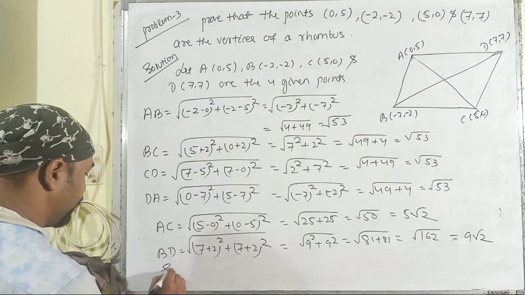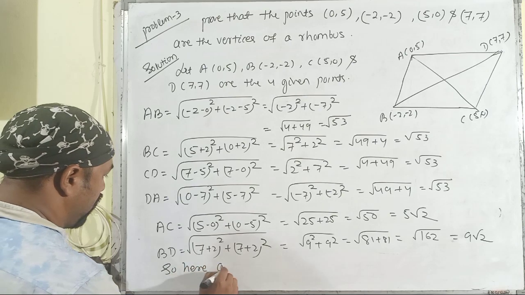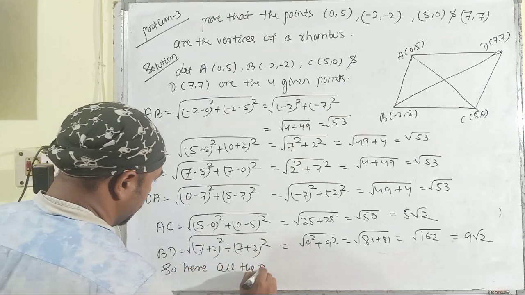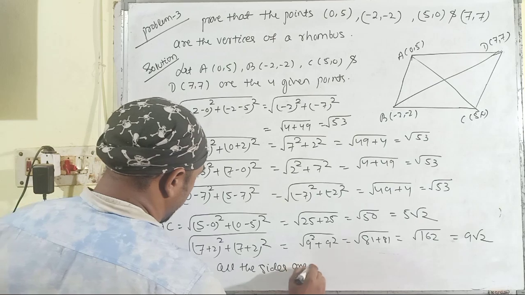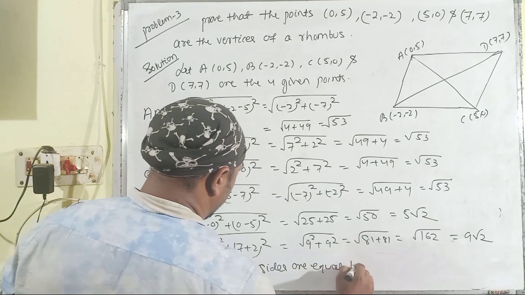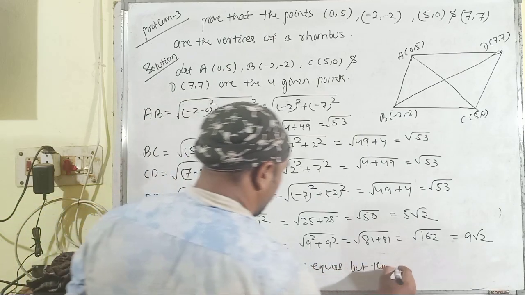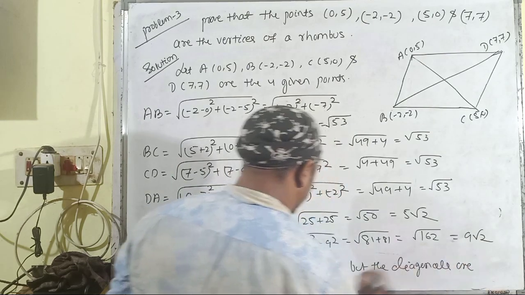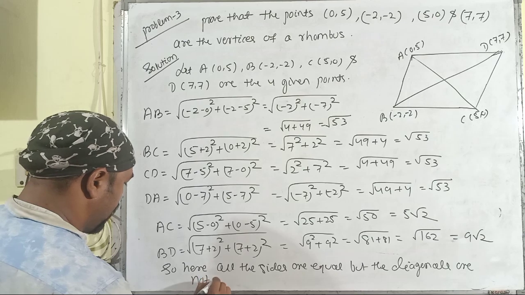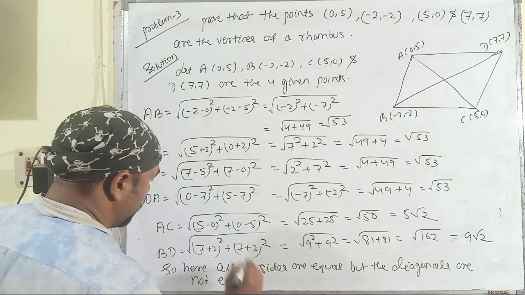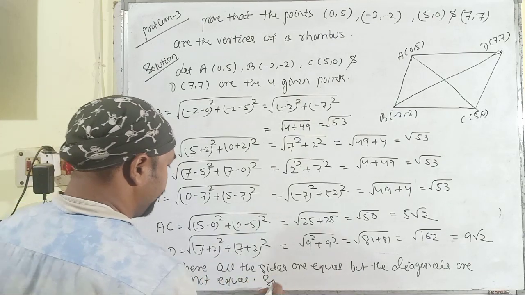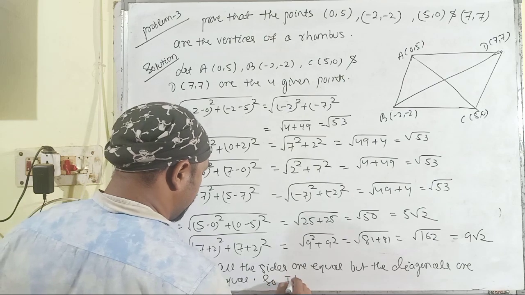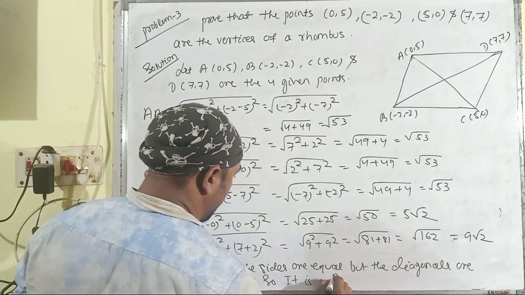So here all the sides are equal, but the diagonals are not equal, so it is a rhombus.